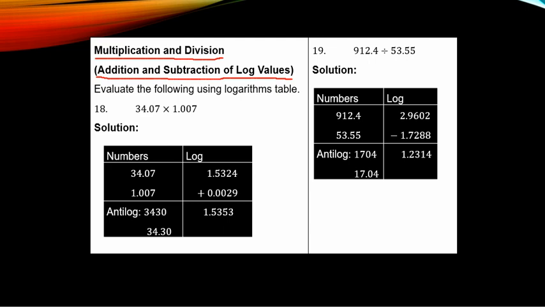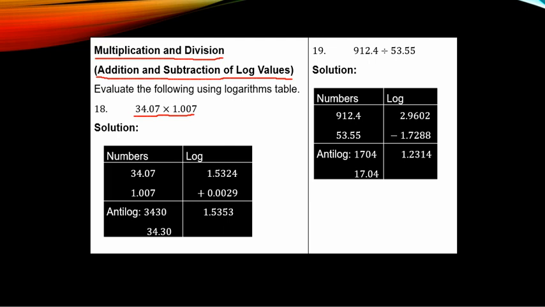Example 18, you have 34.07 times 1.007. Now you can do this easily with your calculator, but when you are asked to use logarithm table, you have no other choice than to use the table. So let's take the solution.